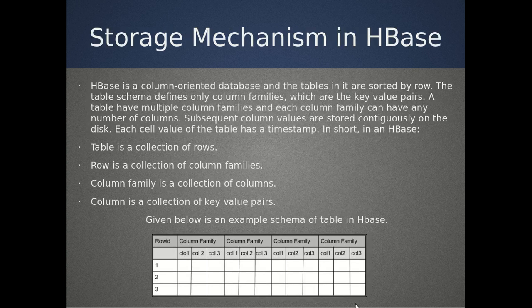How does the storage mechanism work in HBase? Basically, it's a column-oriented database, and the tables in it are stored by row. The table schema defines only column families, which are key-value pairs. A table has multiple column families, and each column family can have n number of columns. Subsequent column values are stored contiguously on the disk. Each cell value of the table has a timestamp in HBase.